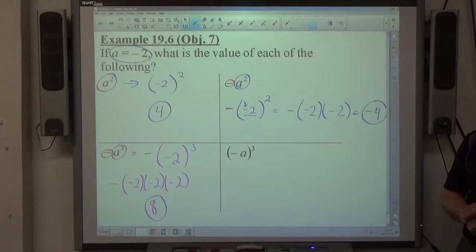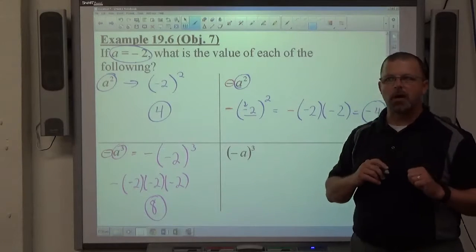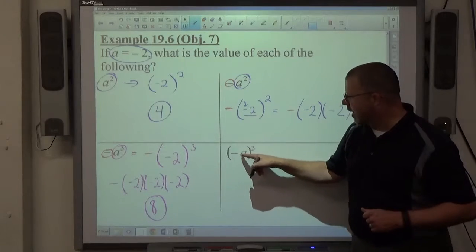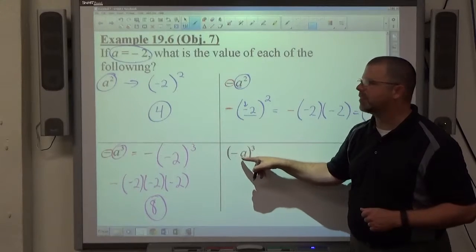All right? So again, use your brain a little bit. Think through a little bit before you just start slopping down numbers. Think through what's being raised to the power before you do this. And the last one, what's being raised to the third power? Negative 8 this time. Notice the minus sign and A are both in the parentheses, so the third power is affecting not just the A, but also the minus sign.